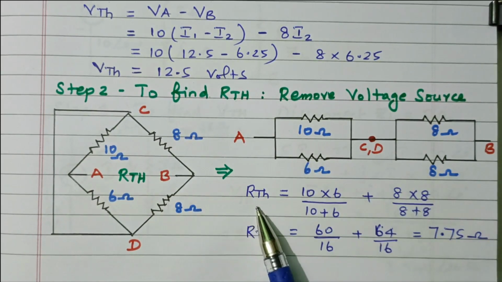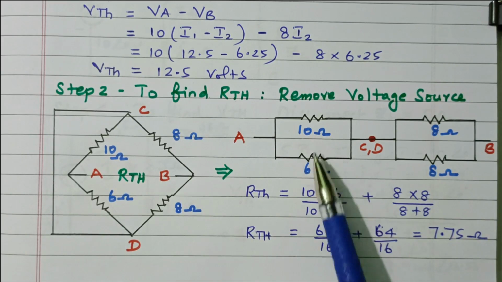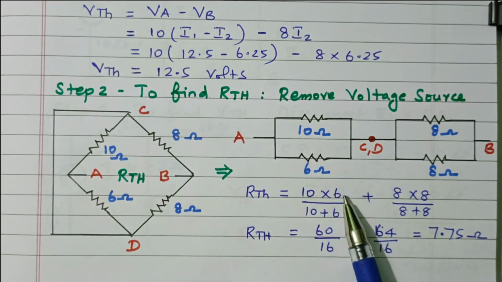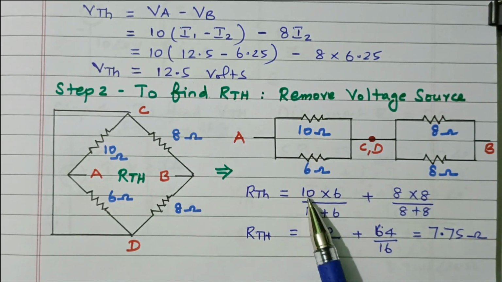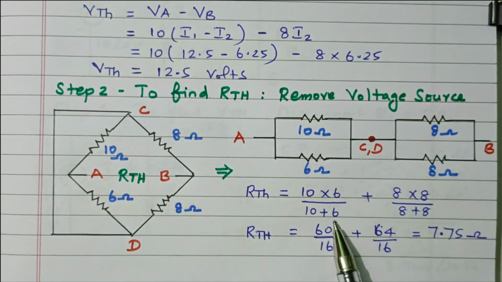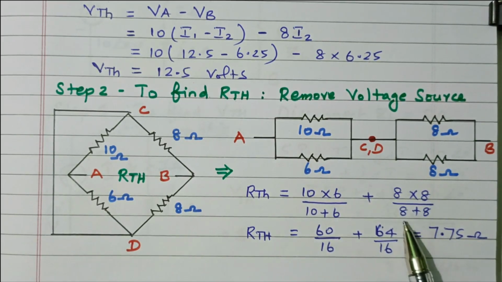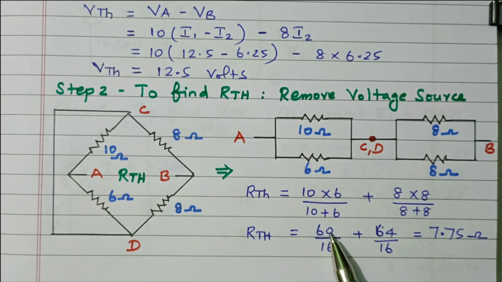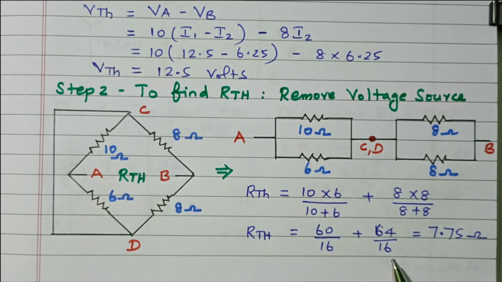Right. So R Thevenin, RTH equal to these two connected in parallel. R1 into R2 divided by R1 plus R2. 10 into 6 divided by 10 plus 6. Similarly 8 into 8 divided by 8 plus 8. So that 60 divided by 16, 64 divided by 16 is 7.75 ohm.